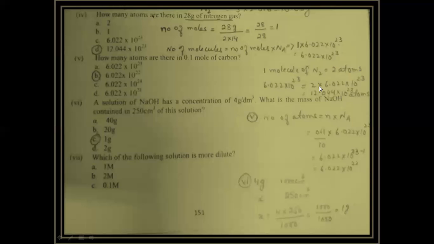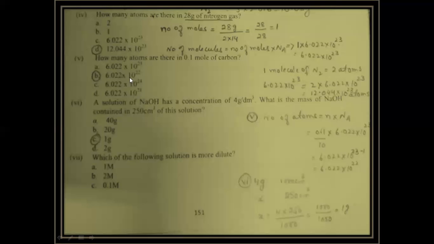So we multiply Avogadro's number by 2. It will give us the answer 12.044 into 10 raised to power 23 atoms. So the correct option for this MCQ is D. Okay, D is the correct option.